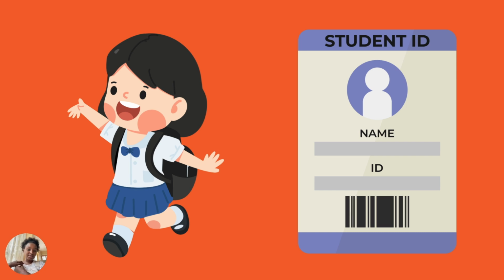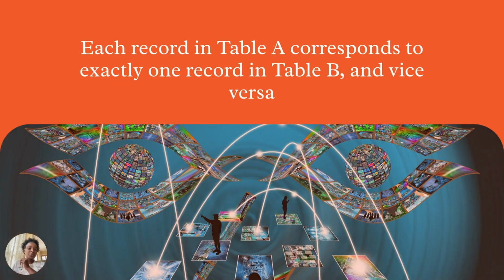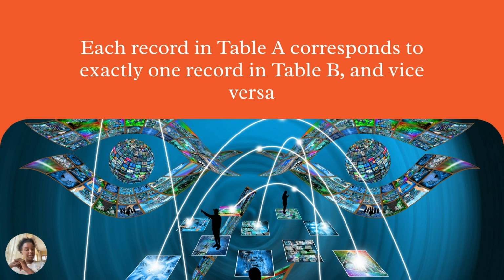So let's look at an example. We have a student and a student ID card. Let's assume these are two different tables. One is for tracking basically just details on student IDs, and the other one is tracking details pertaining to the student. These are two different tables. Each record in table A corresponds to exactly one record in table B. And you can see the same case in reverse. So when you look at the inverse of that, the same case applies. One record in one table relates to exactly one record in the other table.